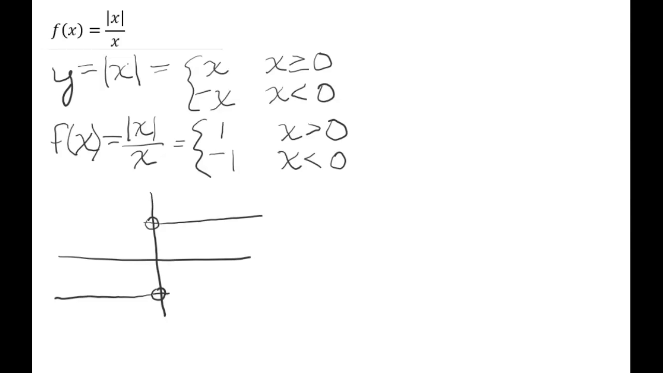The only really interesting place in this function, as far as limits go, is when x is 0. I mean, if I look at the limit as x approaches 2, well, 2 is positive, so the limit as x approaches 2 for this function is 1. If I look at the limit as x approaches negative 3, it's negative 1 because that's negative. So the only interesting thing happens at 0.